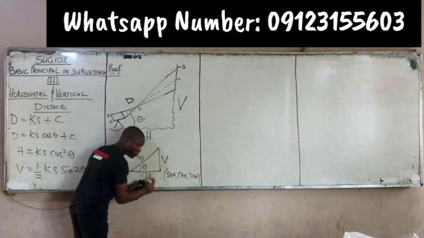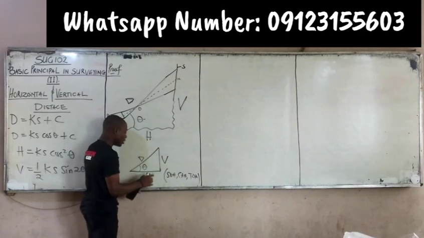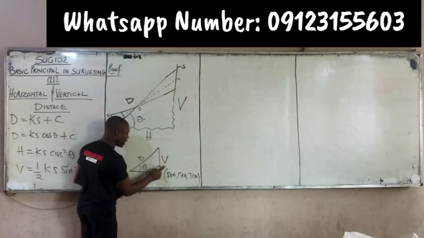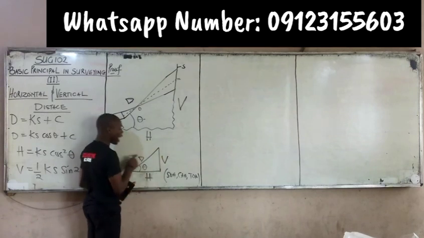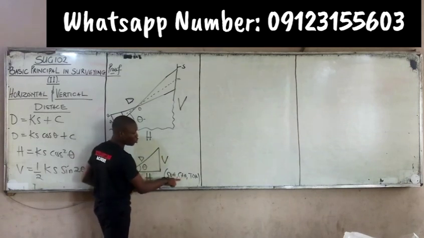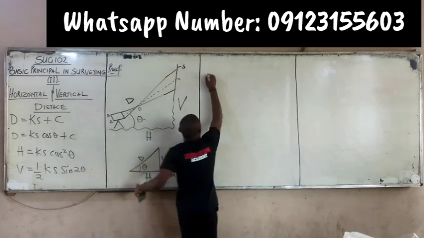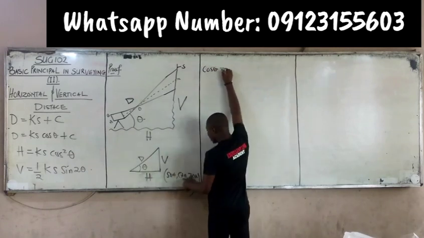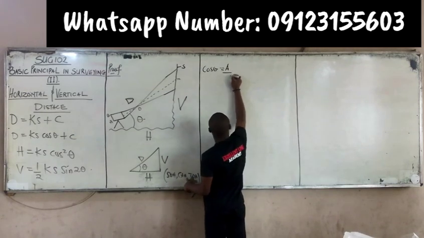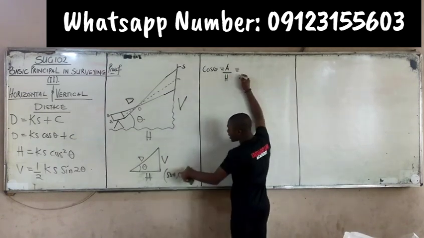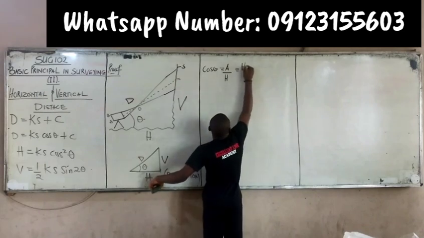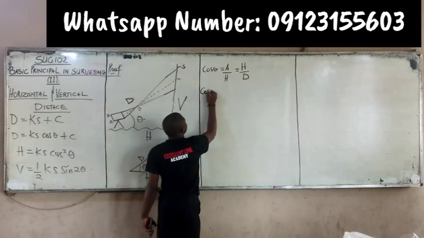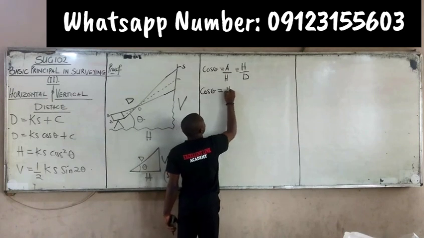To prove for it, I need just these two parts: hypotenuse and adjacent. This is opposite here. Hypotenuse, opposite, adjacent. So I am given adjacent and hypotenuse, and I want to use cos. From the idea of trig functions, cos theta is equal to adjacent over hypotenuse. In this case, H is my adjacent all over hypotenuse, which is D. So cos theta is equal to H all over D.